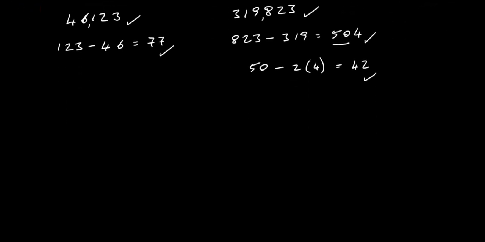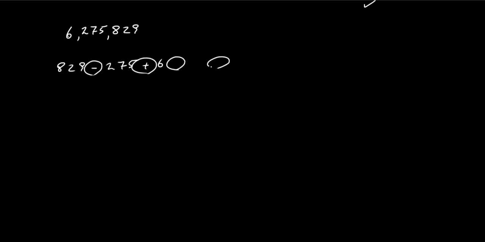Okay, just a couple more examples. Let's take 6,275,829. Again, let's divide them into segments of 3. So we've got 3 here, 3 here, and then a 6 at the beginning. We're going to take the 829, subtract 275, and then add the 6. So we're doing alternate sums here. We're adding, then subtracting, then adding, then subtracting, and so on. So we have 829 minus 275 plus 6. When you do that, you get 560.